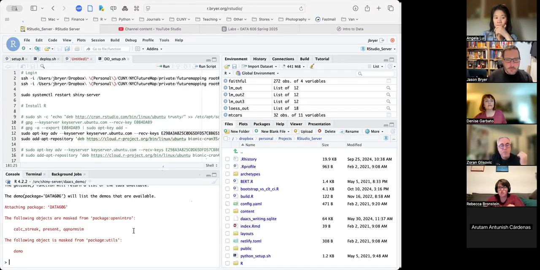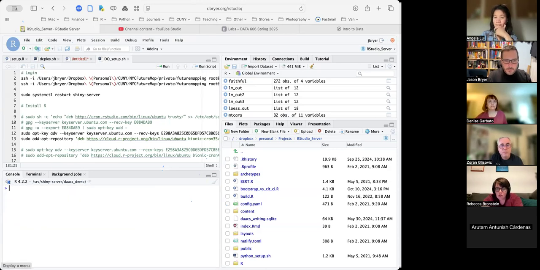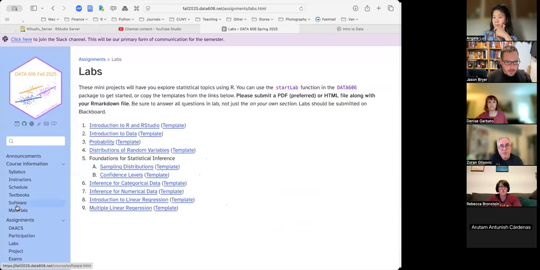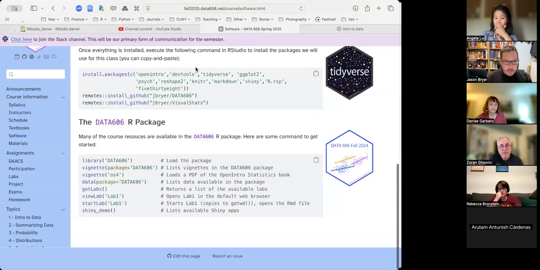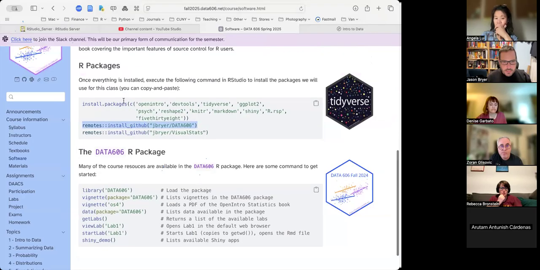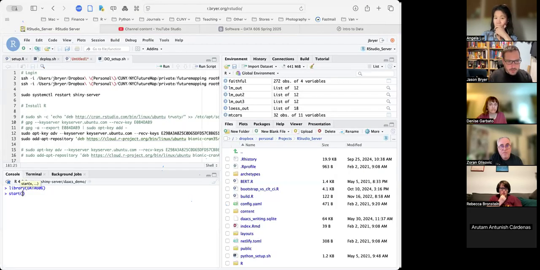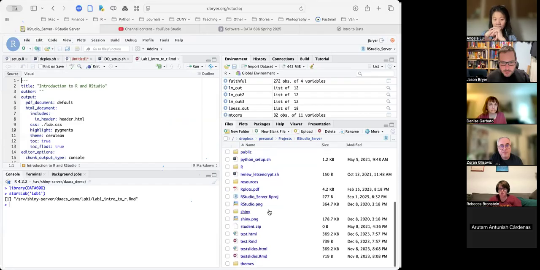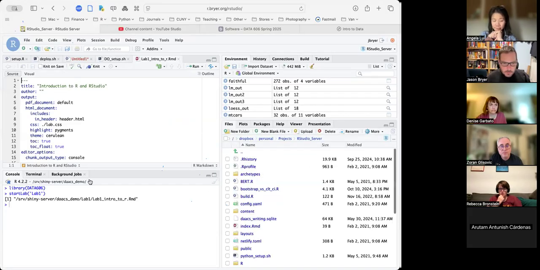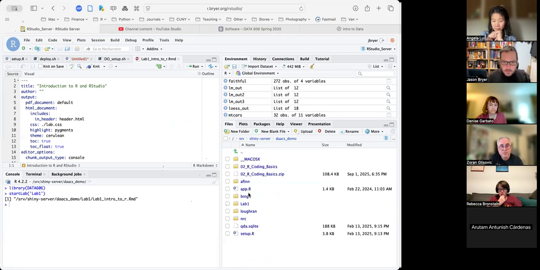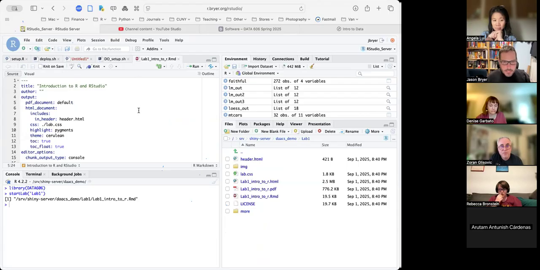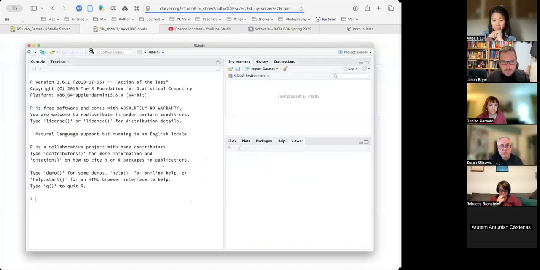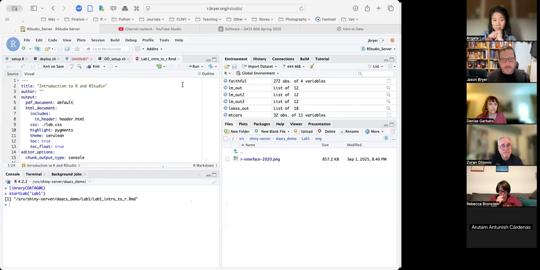What I would recommend is to load the Data 606 package, and the instructions to install that are on the software link, right here, this line. If you load that, there's a function in there called start_lab, and I could do, say, lab one. That is actually going to create a folder. Here's a lab one folder, and it opened the RMD file for me, and there's that image file it was looking for that it couldn't find. But most of the time, that's not necessary.